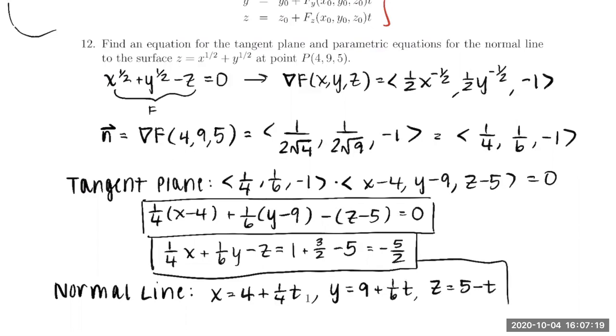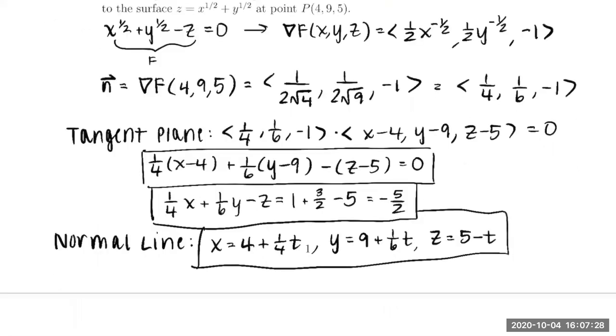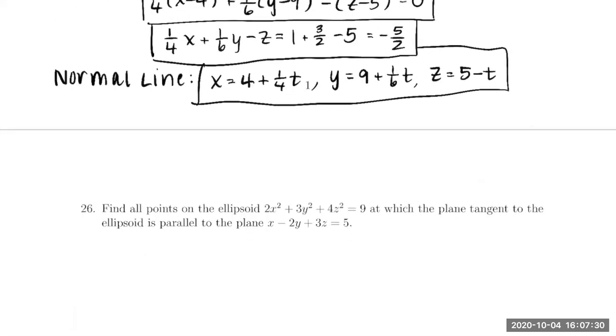So these three equations form your parametric equations for your normal line. All right, let's take a look at our next example. Find all points on the ellipsoid 2x squared plus 3y squared plus 4z squared equals 9, at which the plane tangent to the ellipsoid is parallel to the plane given by x minus 2y plus 3z equals 5. All right, we want to find a tangent plane parallel to this given plane.